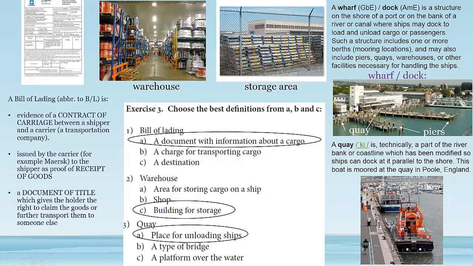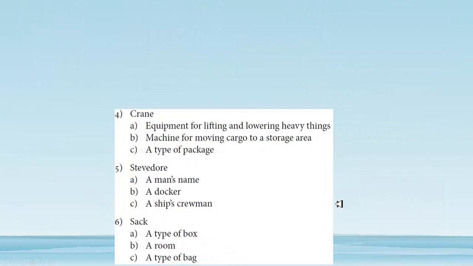And a wharf will include as well the warehouses or other facilities necessary for handling ships. So the main term for an area where you unload ships is a wharf, or in America we call it a dock. And in a wharf you'd have quays and piers that you tie up to, you moor your ship to. Complicated, I know. Well, let's go to the next question, number 4.